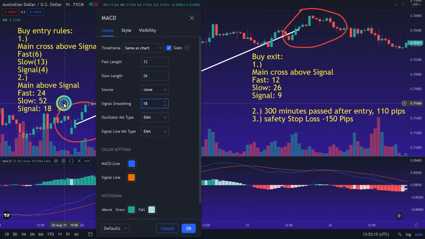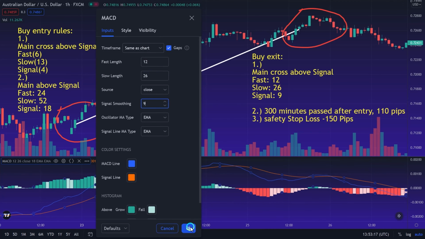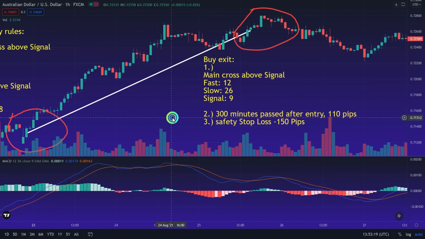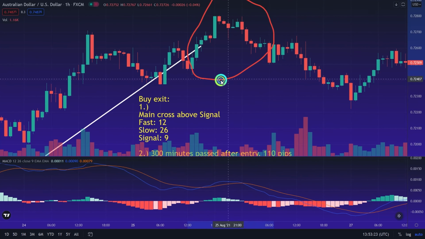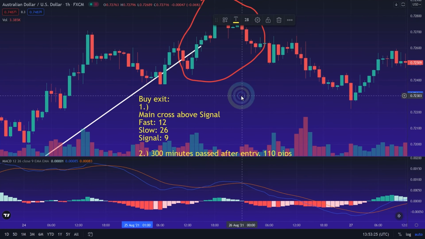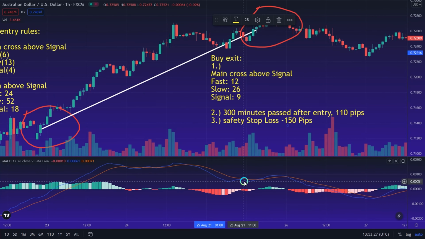Let's see where is the exact spot where we exited this trade. I'll show you in a minute. So our main line crossed above the signal line right here. So here we closed this trade in approximately 130 pips profit, and of course the 300 minutes passed.